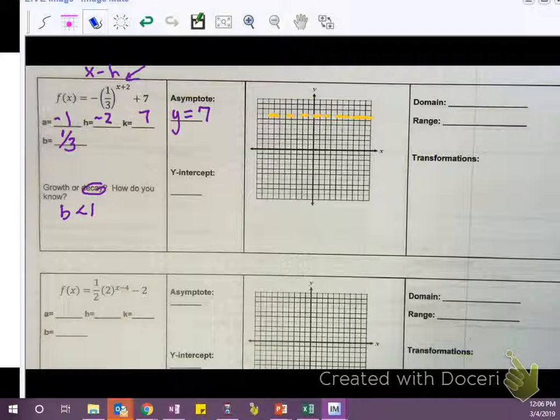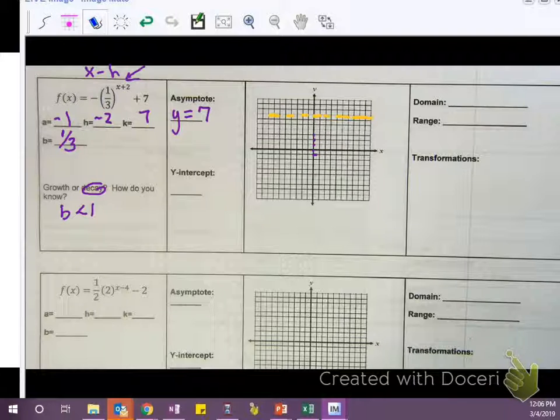So that's my asymptote. My y-intercept, we don't exactly know. Okay, so let's talk about this. The parent function starts out with this critical value at (0, 1). The minus sign says we're going to reflect it across the x-axis, so it becomes (0, -1). And then we move it up 7.